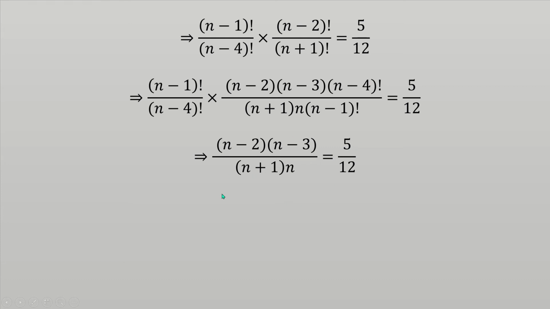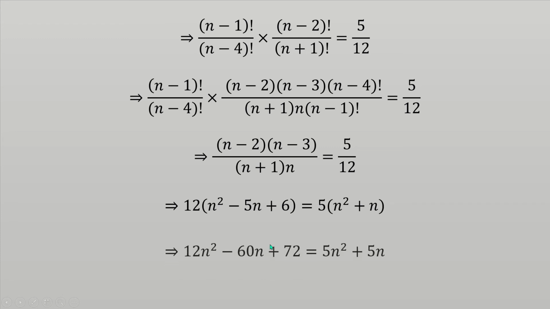Now multiply, you will get 12 into this, and we can write n square minus 5n plus 6, and here n square plus n into 5. Now calculate 12 n square, 12 into 5 means 60n, plus 12 into 6 means 72, here 5n square plus 5n. Now convert 5n square into the left side, you will get 7n square. Converting this to the left side, we get 65n and 72 fixed.